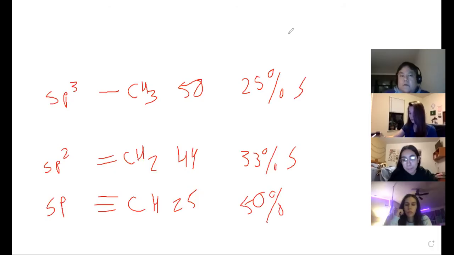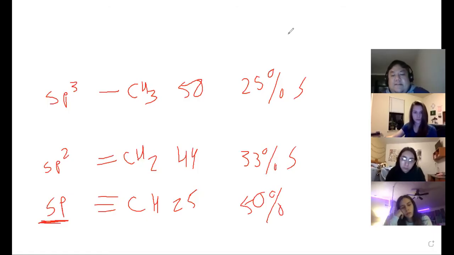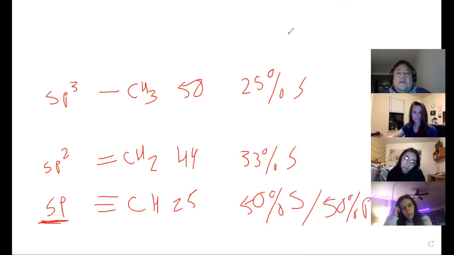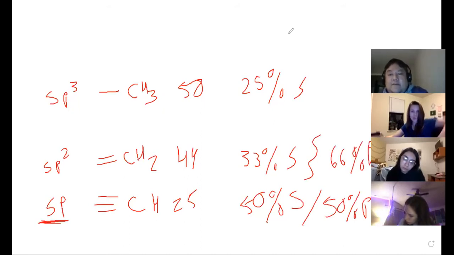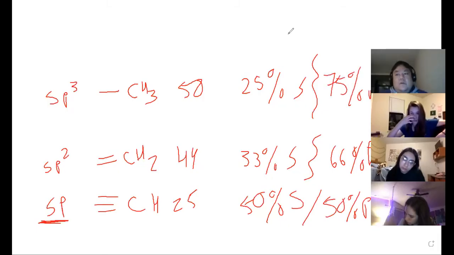Can you explain this one more time? The more s character you have in your hybridization, so this is 50% s, 50% p, the more acidic it is. Here, this one is 33% s, 66% p. And here, this is 25% s, 75% p. So how easy of an explanation would you guys like for this? The atomic orbitals are just aligned to make removing this proton easier. So sp has a better alignment to remove the proton than sp2, than sp3.